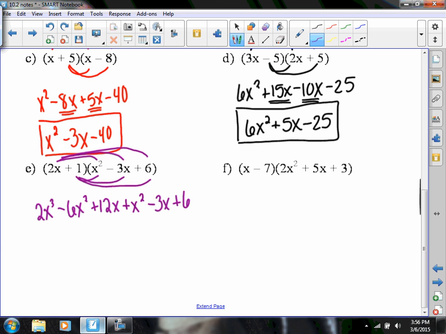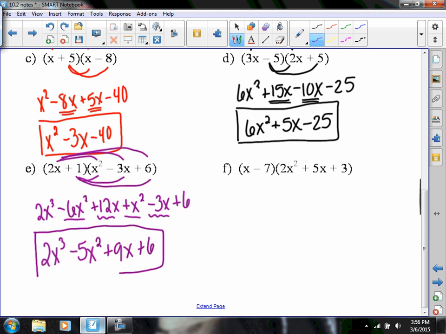And now I'm going to go through and find my like terms. I don't have any other x cubes, so I'll just leave the 2x cubed. I have a minus 6x squared and a plus 1x squared, so that's minus 5x squared. I have a 12x minus 3x, so that's a 9x. And then I just have my plus 6.